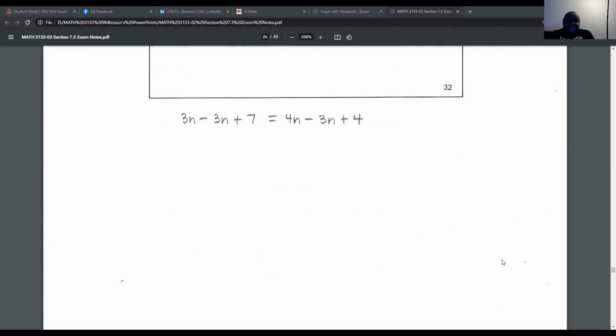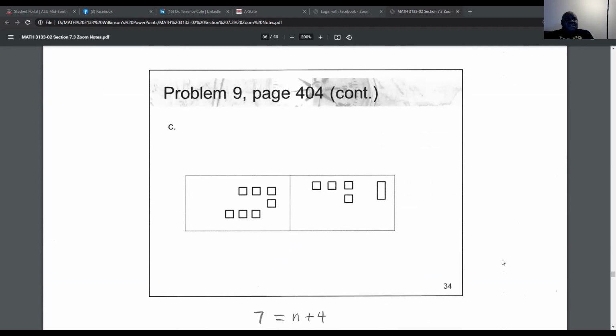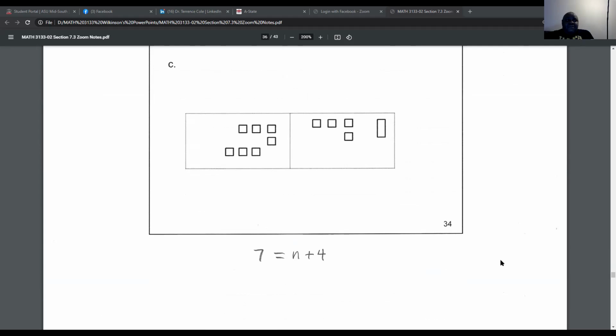Now part C looks like this. After subtracting 3n on both sides, I'm left with this. I'm left with 7 1 tiles, that's 7, and that's equal to 1 n tile, that's n, and 4 1 tiles, that's plus 4. So the equation there is 7 is equal to n plus 4.